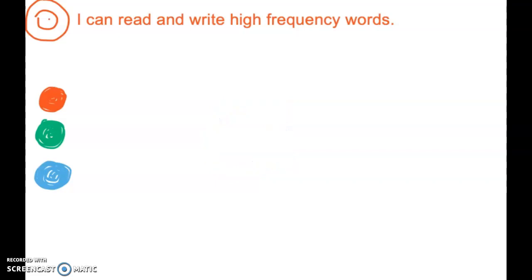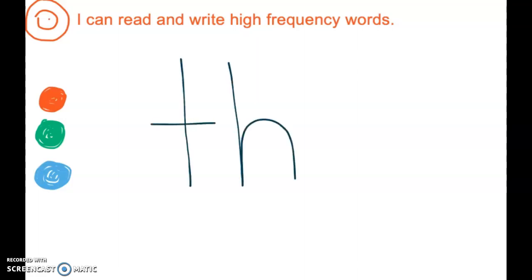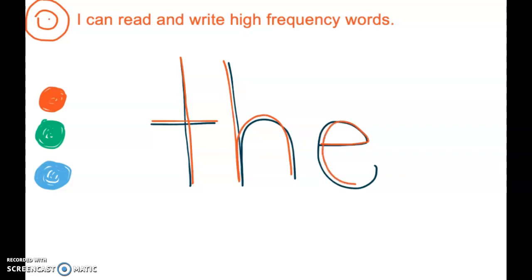The next word is the. T-H-E spells the. First color, T-H-E, the. Second color, T-H-E spells the. Third color, T-H-E spells the.